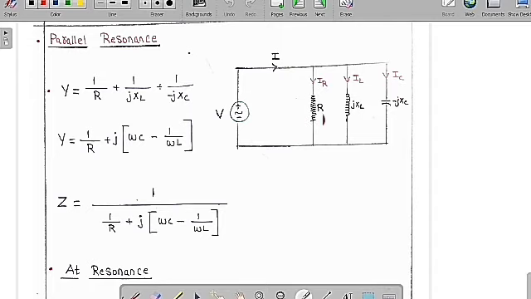Now because these three are in parallel, overall 1 by Z is equal to 1 by Z1 plus 1 by Z2 plus 1 by Z3. So 1 by Z is Y. So Y is equal to 1 by R plus 1 by jXL plus 1 by minus jXC. If you substitute XL equal to omega L and XC equal to 1 by omega C, and do simplification, finally we get Y equal to 1 by R plus j into omega C minus 1 by omega L. But Y is equal to 1 by Z, so if you take the reciprocal of that, we get Z equal to 1 by R plus j into omega C minus 1 by omega L.